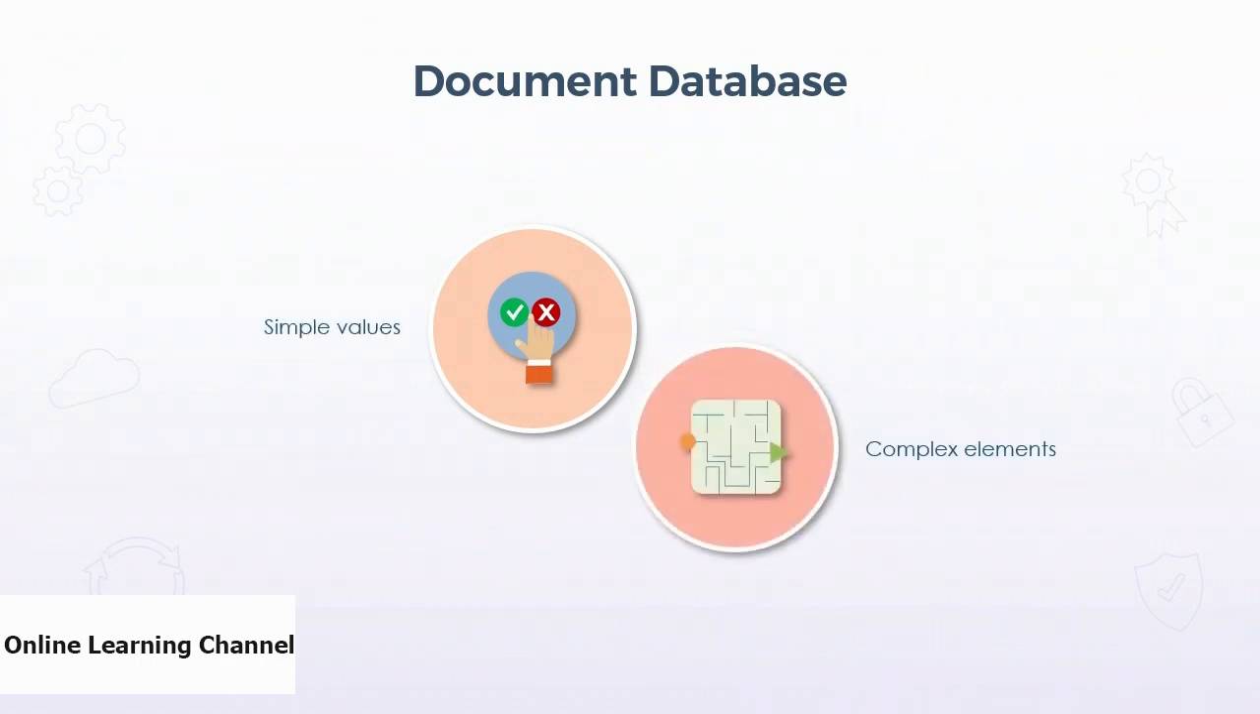A document database. A document database is a type of non-relational database. It's designed to store and query data as JSON-like documents. These can be simple values. These can be complex elements. Document databases make it easier for developers to store and query data in a database by using the same document model format that they use in their application code.